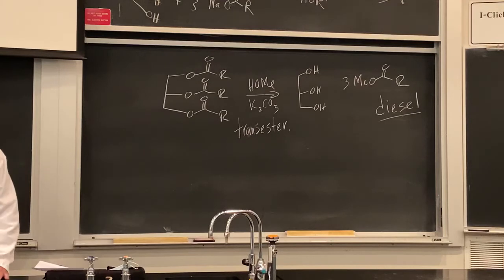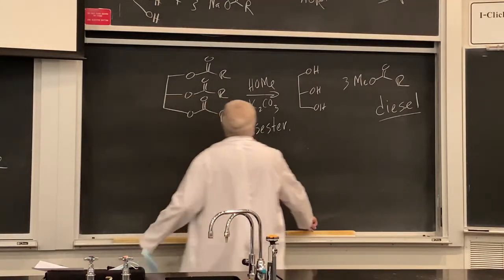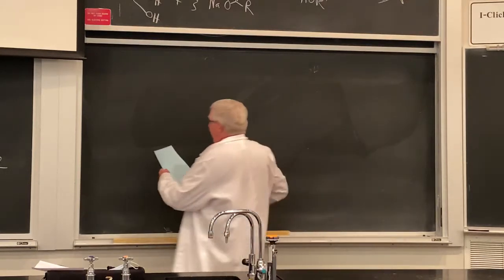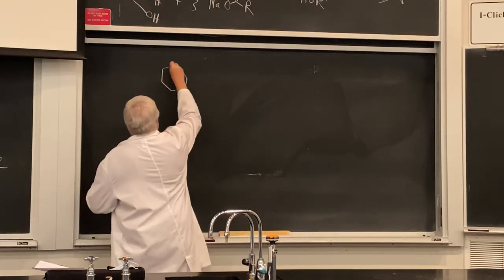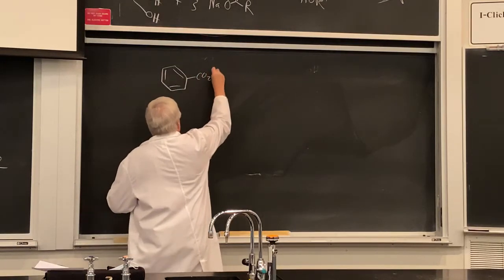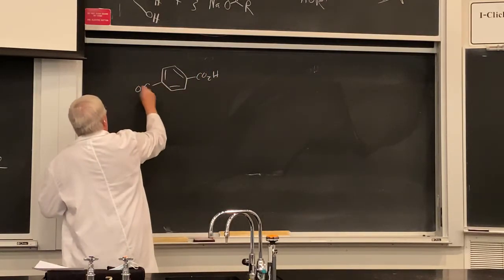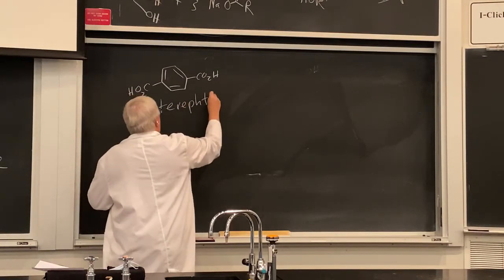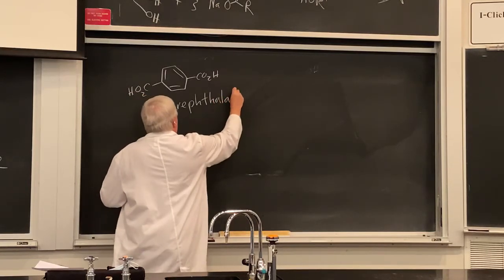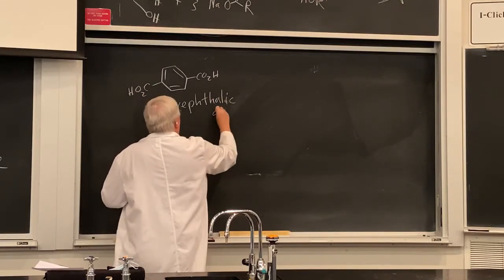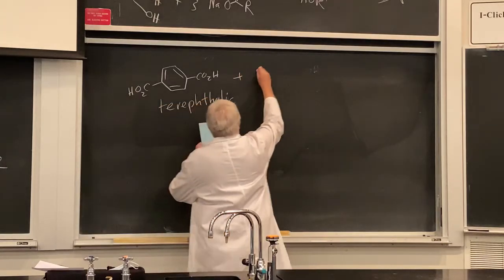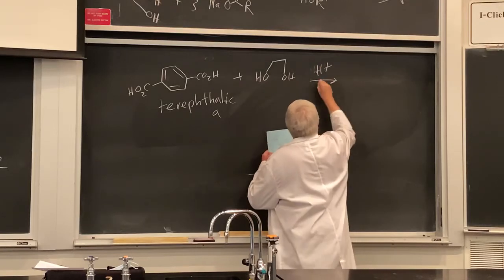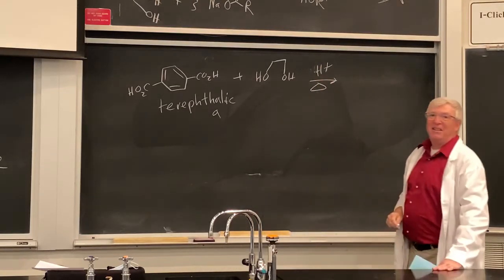let's look at a couple other polyesters briefly. This is a triester, of course. Let's look at one where we've got an ester from an aromatic carboxylic acid. In fact, this one has two carboxylic acids. This is called terephthalate. Terephthalic acid. You can react that with ethylene glycol and acid and heat.